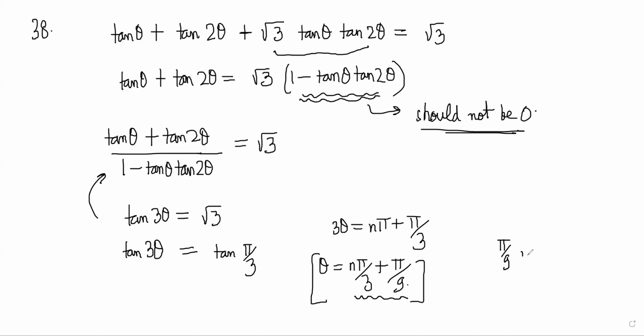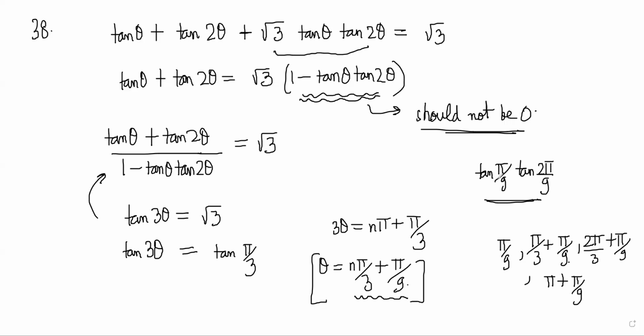If you take n is 1, you're getting pi by 3 plus pi by 9. N is 2, you get 2 pi by 3 plus pi by 9. And n is 3, you get pi plus pi by 9. At these values, tan theta times tan 2 theta, most likely it will not be 1. So tan of pi by 9 times tan of 2 pi by 9.